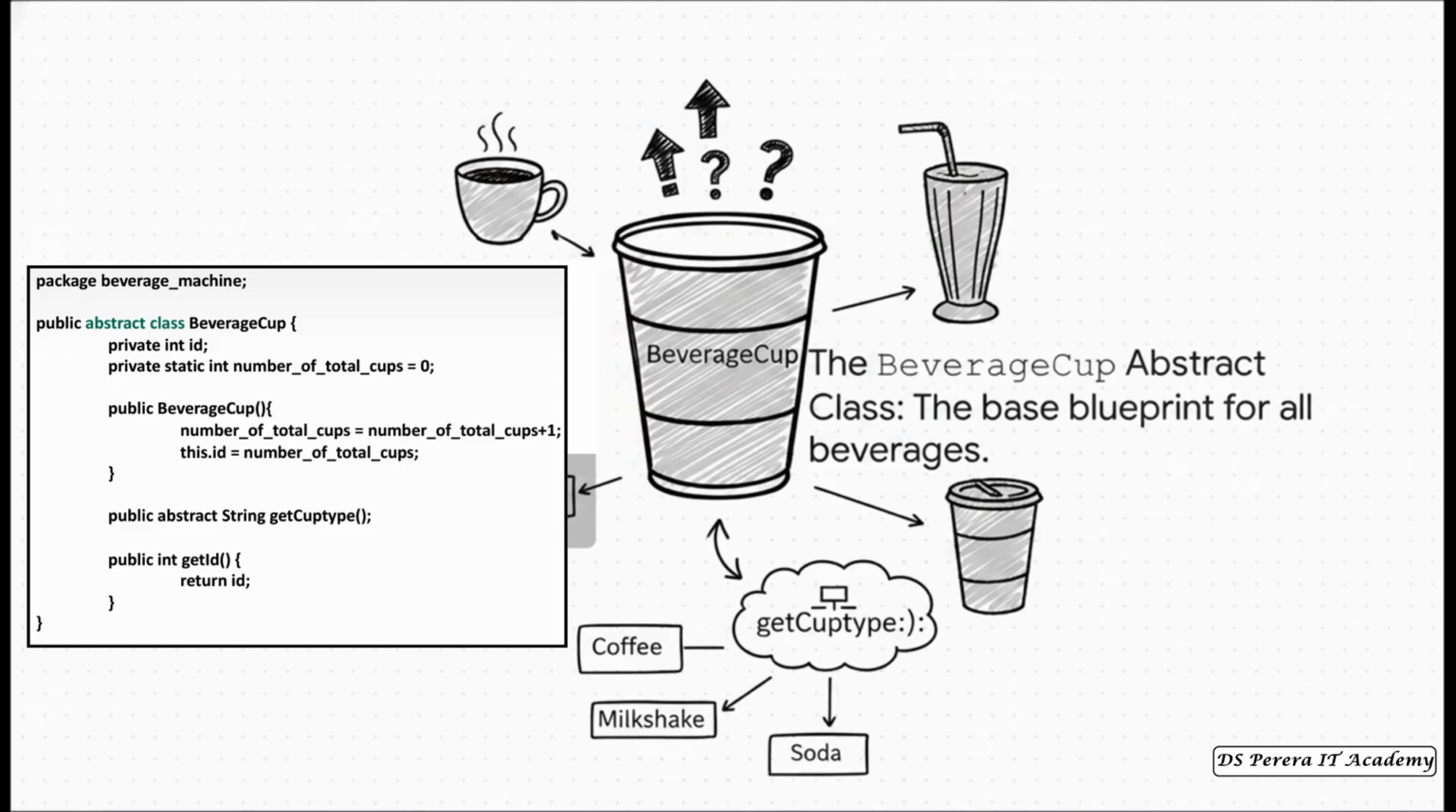But look at this. It also has an abstract method, public abstract string, getCupType. An abstract method is a method with no code inside. This is a powerful way to force any child class that extends beverage cup to provide its own implementation, guaranteeing that every type of beverage will know how to identify itself.